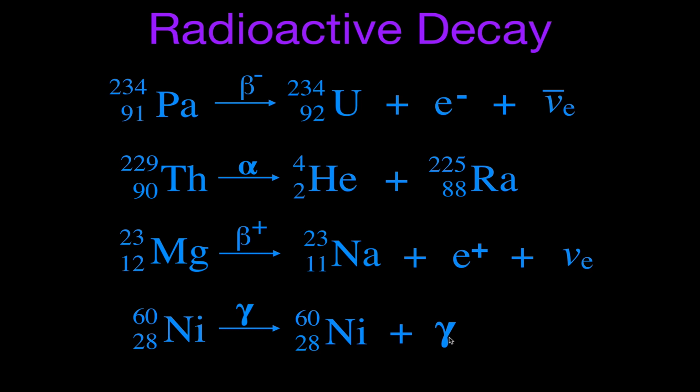That was some example problems for alpha, beta, and gamma decay. I hope you found that helpful.